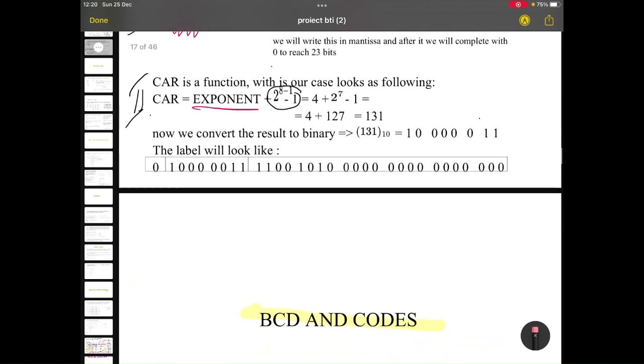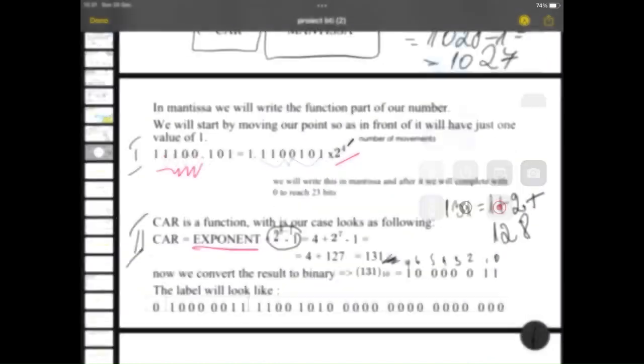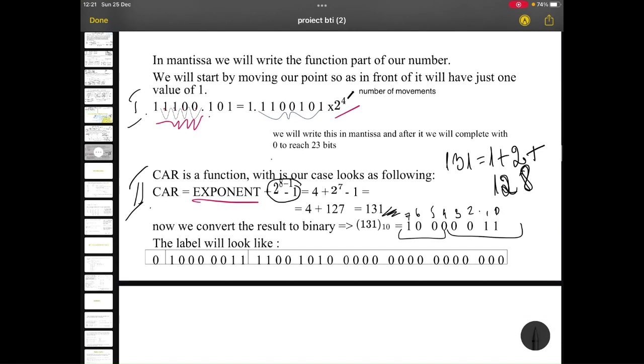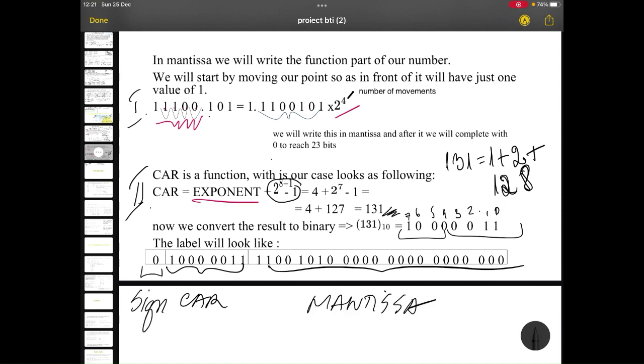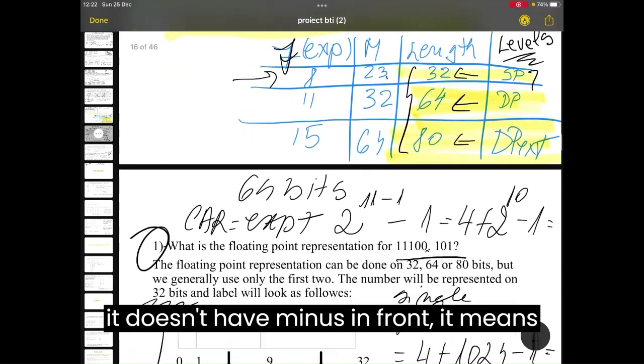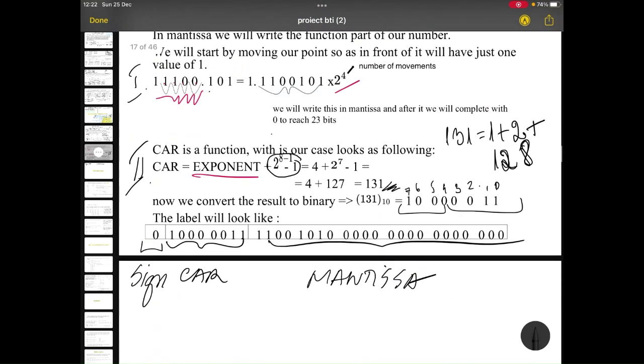Returning to our example, we get that it's 1 plus 2 plus 128. And this is the characteristic function. This is the mantissa. And this is the sign bit. Because it doesn't have a minus in front, it means that it's a positive number, so the sign bit will be zero.